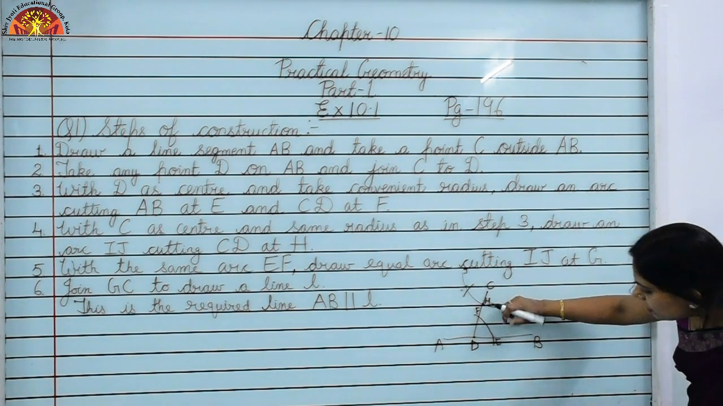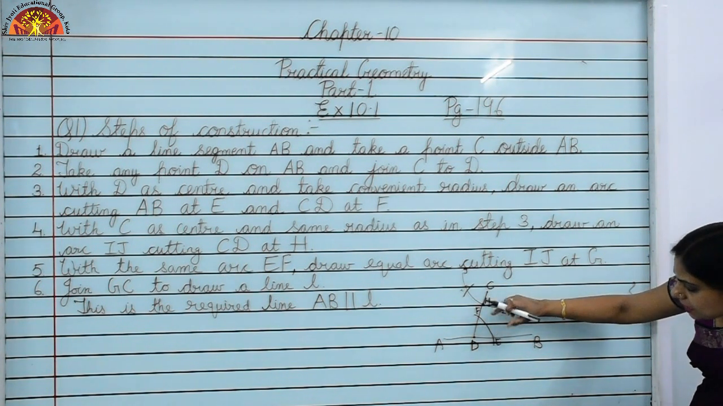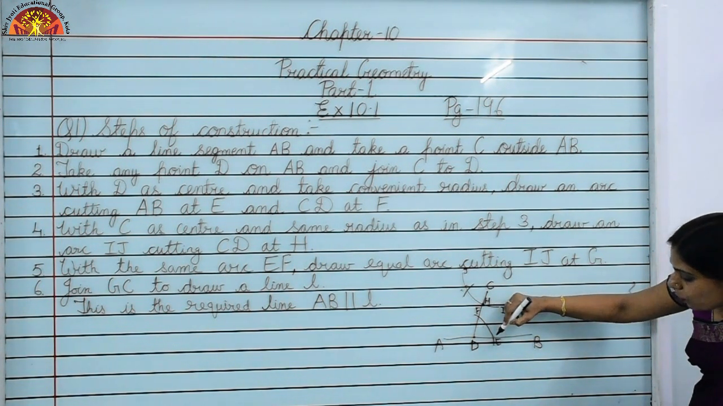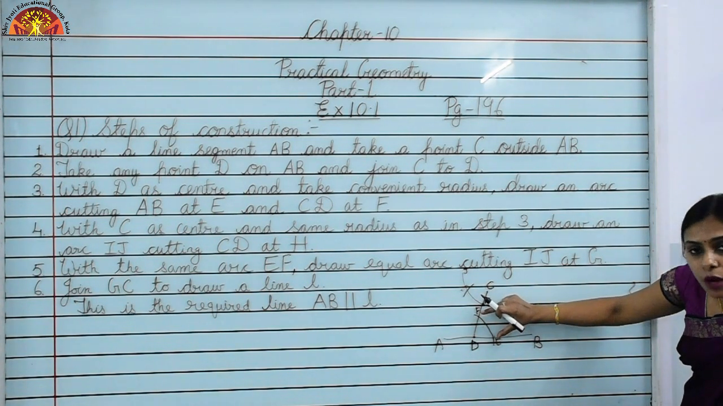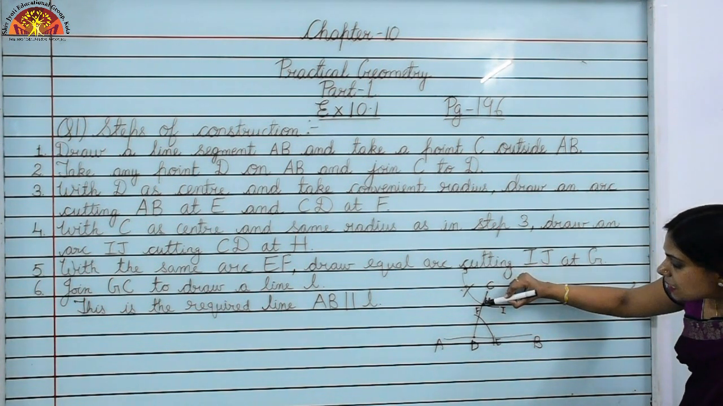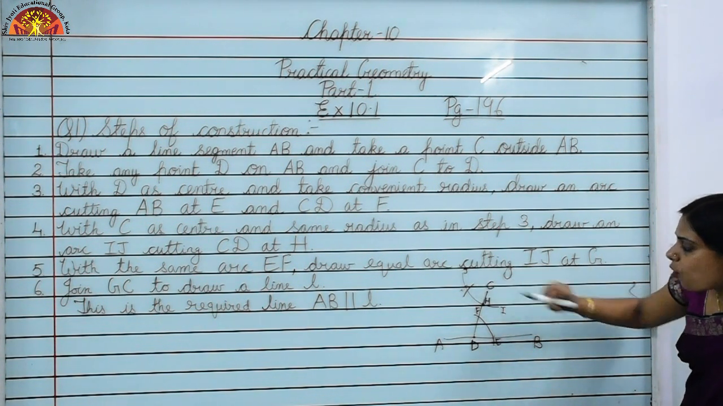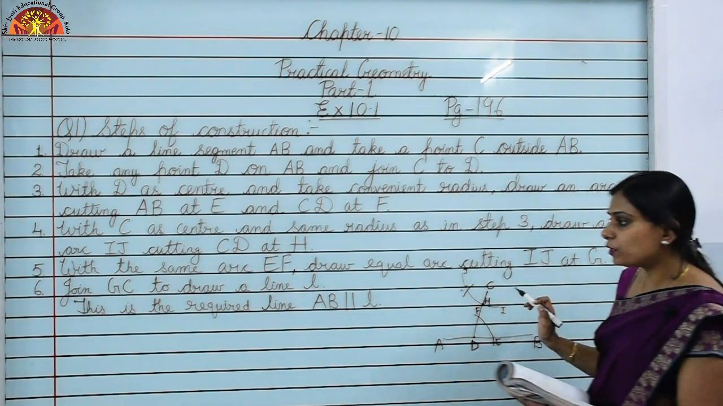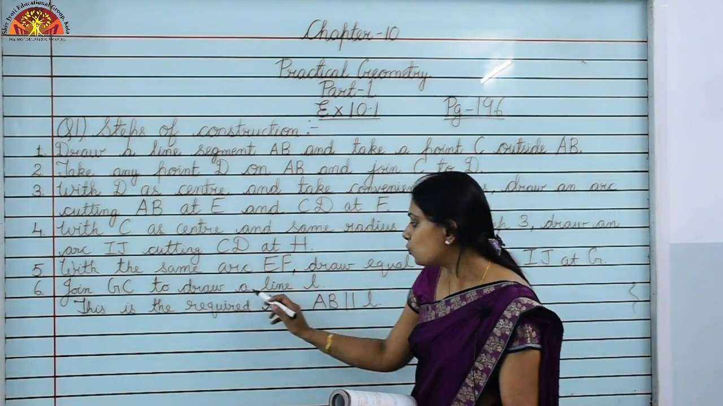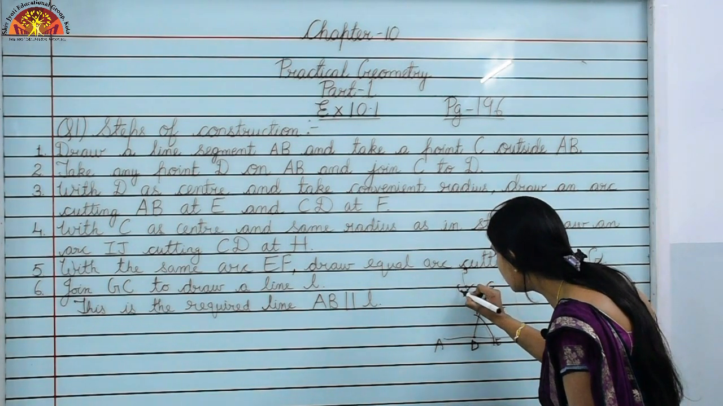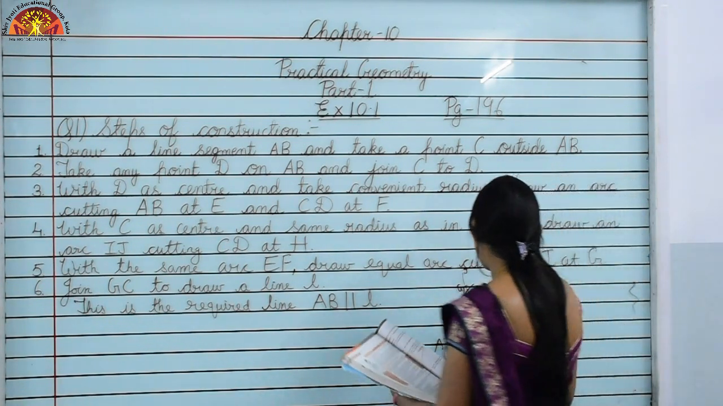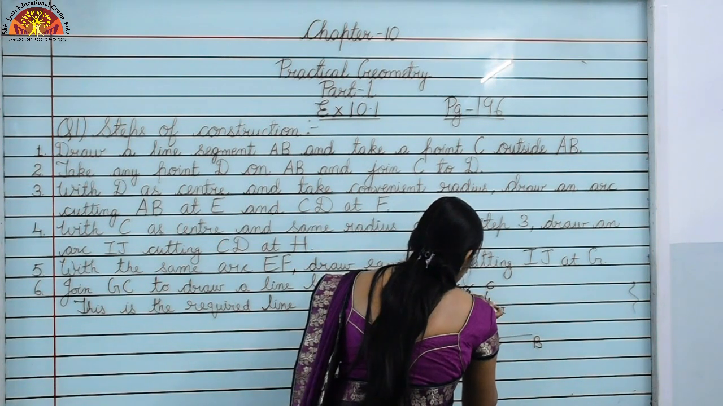What you will do is open your compass, keep your compass needle at point E, and measure EF. With that same radius, without disturbing it, keep your compass needle at point H and draw an arc. And at last, what you will do? Join GC to draw a line L. Label this point as G, and draw a line L through GC.